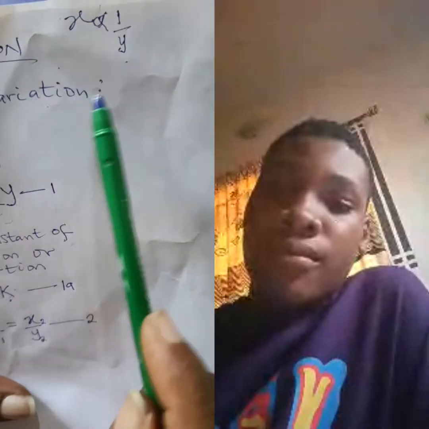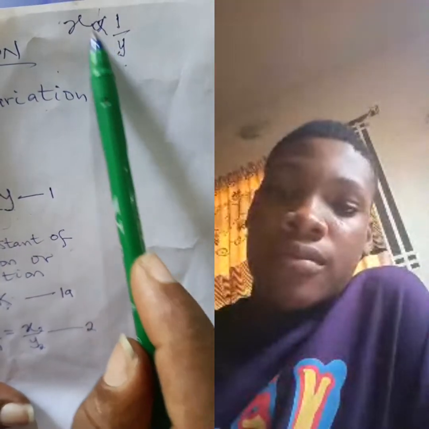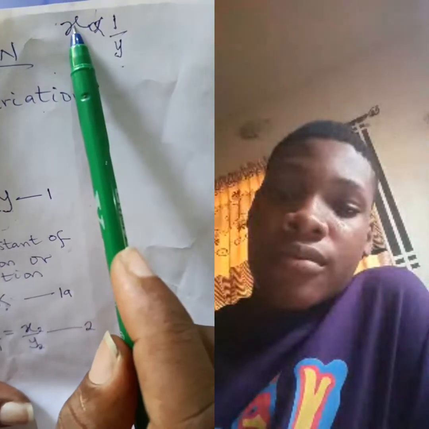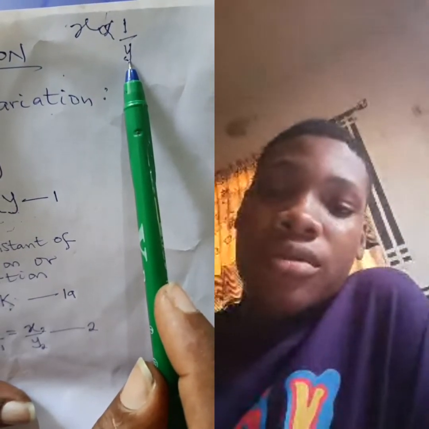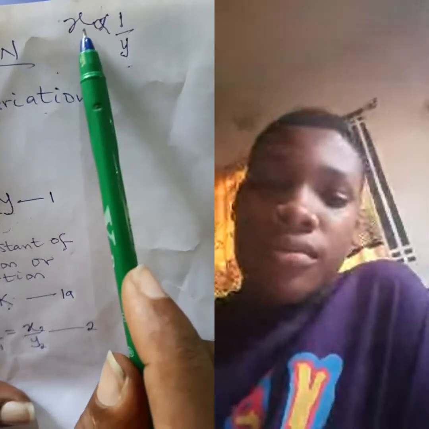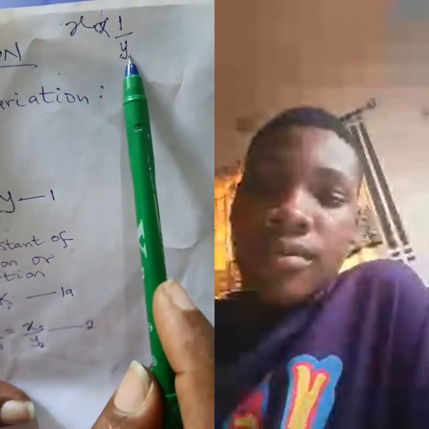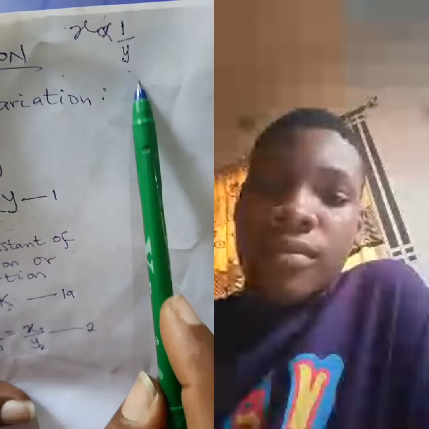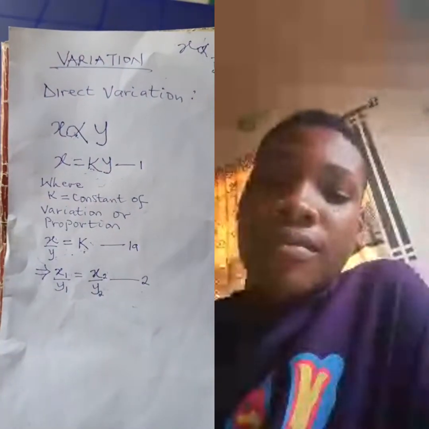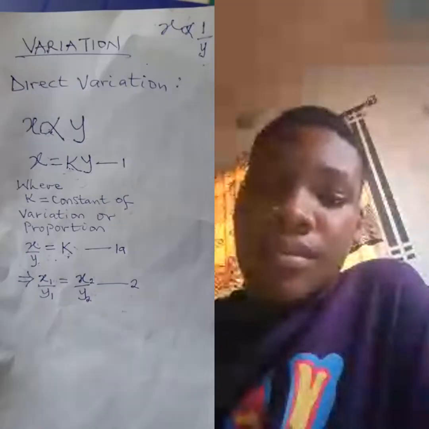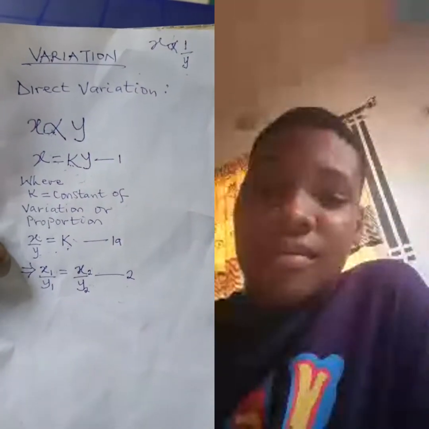But for inverse, you can see inverse, opposite. If this is numerator, this will be what? Denominator. Because in inverse, if one is increasing, the other one will be doing what? Decreasing. So I just decided to use this avenue to open your eyes a bit to inverse variation, but we'll still treat it anyway.